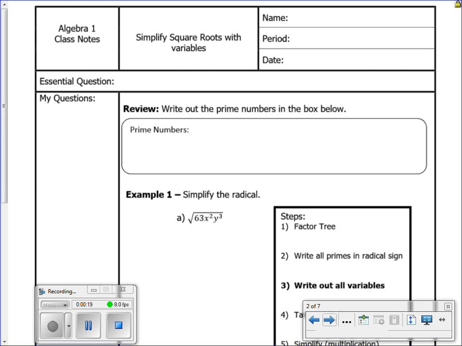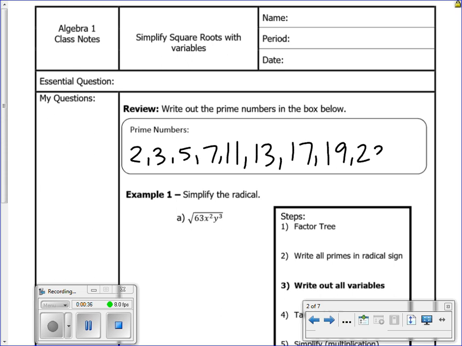So as a review, let's think about what our prime numbers are. Our prime numbers that we are working with are 2, 3, 5, 7, 11, 13, 17, 19, 23, and so on and so forth. There are more prime numbers, so just be aware. But these are the common ones you see.